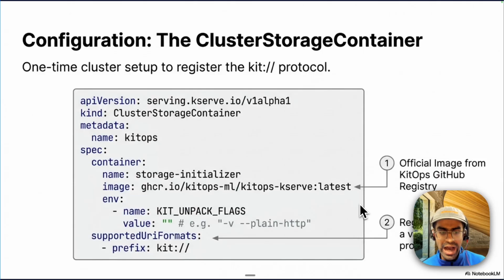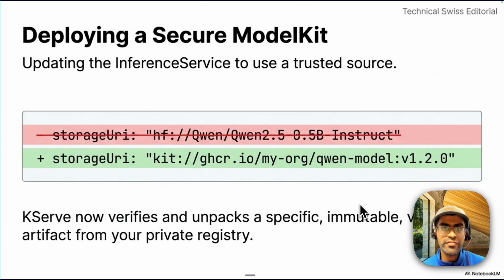So whenever you have the model storage URI starting with Kit, it'll use this particular container image to fetch and unpack the ModelKit. And once it gets the model, it then will use it for the inference. So inside of your inference service, just replace the storage URI with Hugging Face and use Kit instead. So here, no matter wherever you have stored the ModelKit on any type of OCI artifact registry, you can just use that instead. And you get a much more secure way to use the inference rather than using a publicly available model. You can use KitOps and ModelKit for a much more secure model inference.